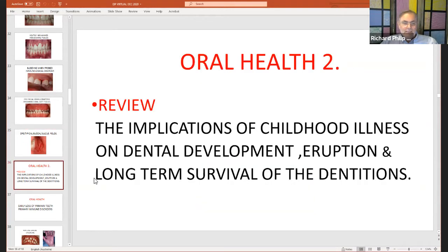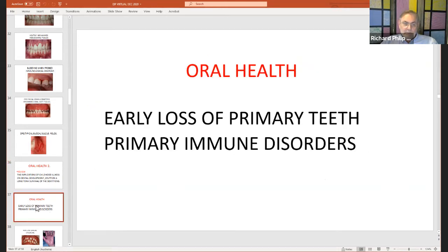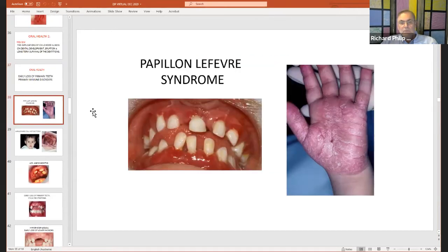Let's get on to the second part, and I'm going to have to fly through this a little bit, but some of the implications of childhood illness on dental development. Now, one of the classics is the early loss of primary teeth. Where does that lead you? Well, first of all, the early loss of primary teeth is very much associated with primary immune deficiencies. I'm talking about 1-year-olds and 2-year-olds who lose teeth unnecessarily. This is an example of Papillon-Lefèvre syndrome, where there's a neutrophil function defect, an opsonization defect. And these youngsters, at a very young age, get adult-type severe periodontal disease, and lose their dentitions.